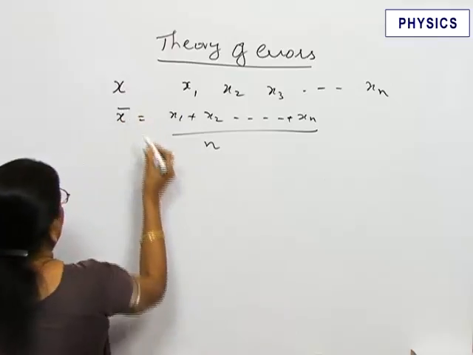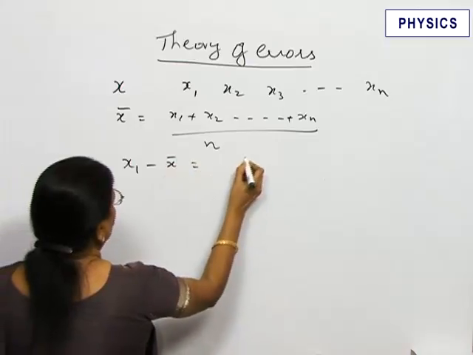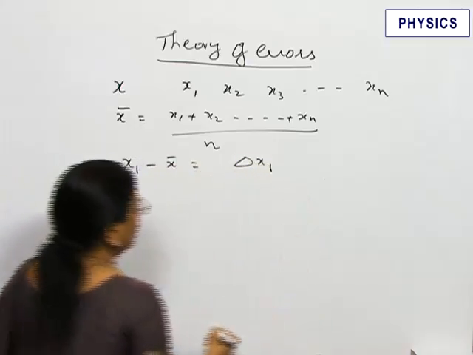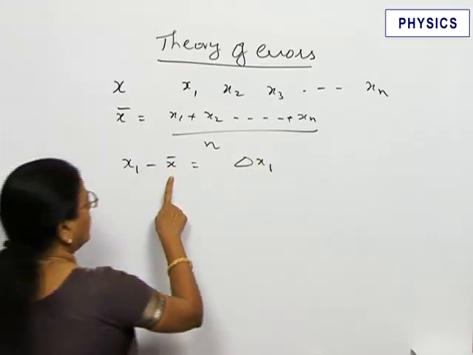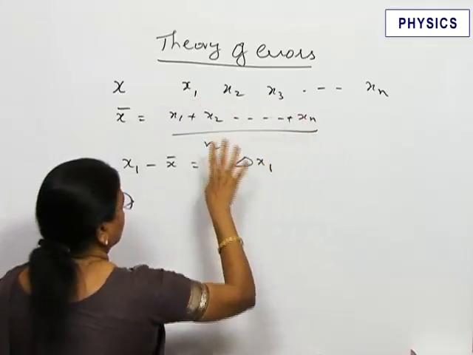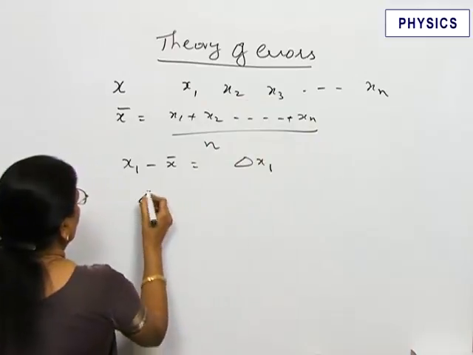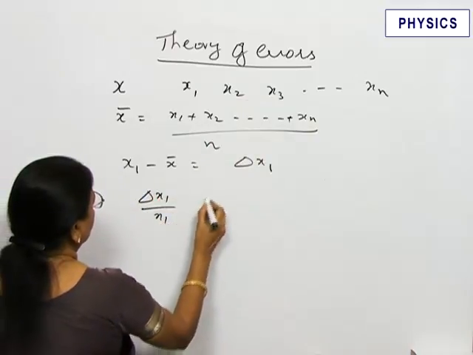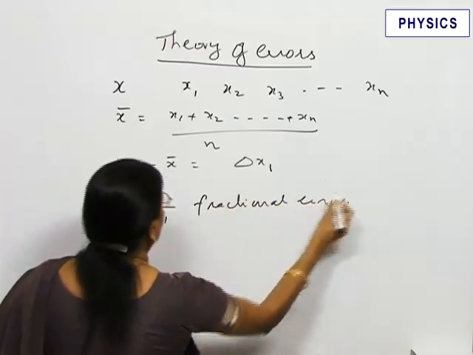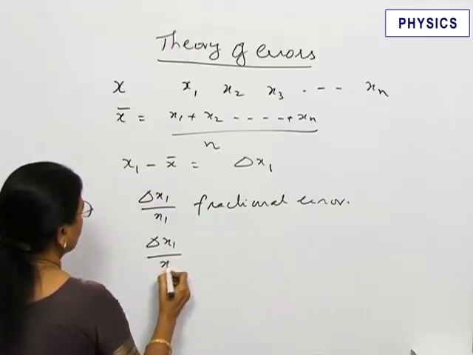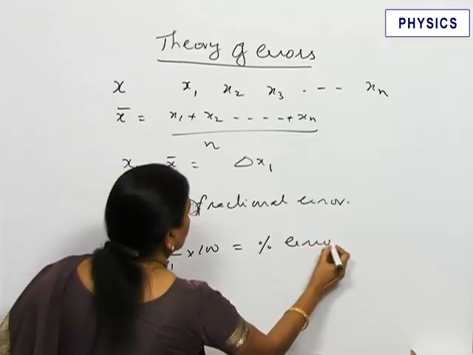x bar. Then if you take a particular reading x1, x1 minus x bar is known as the error in the measurement, first measurement x1. So x1 minus x bar. What is x bar? The average or mean. This is called the error. Okay. Now delta x1 by x1 will represent fractional error in the quantity. Delta x1 by x1 into 100 will represent percentage error in the quantity.